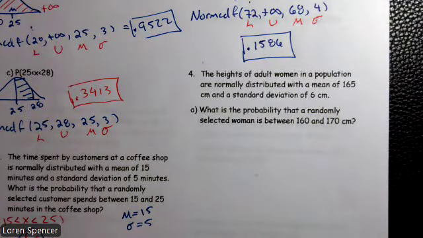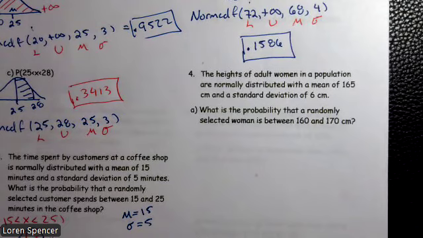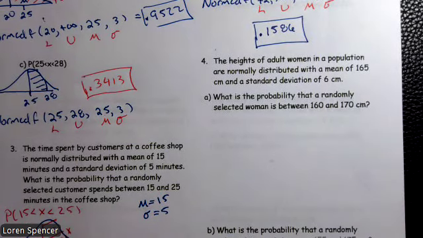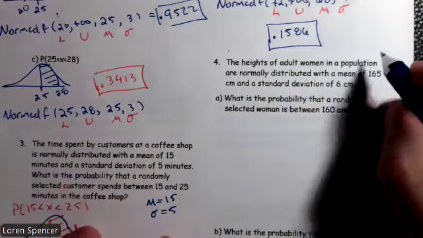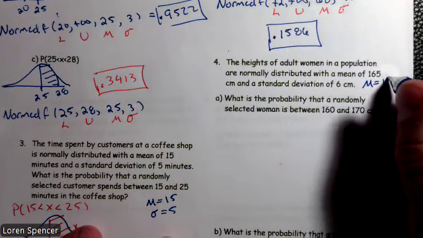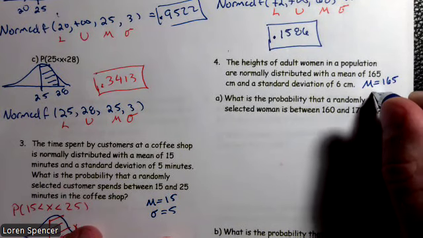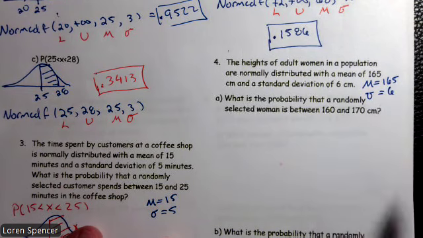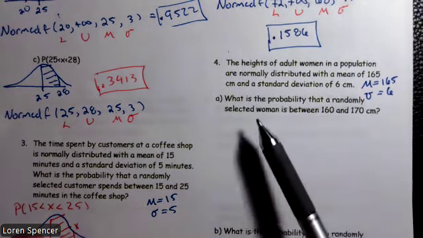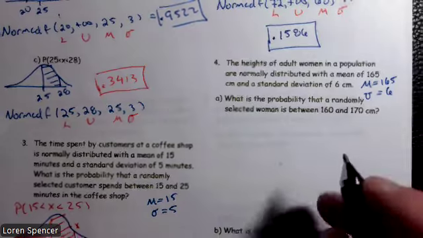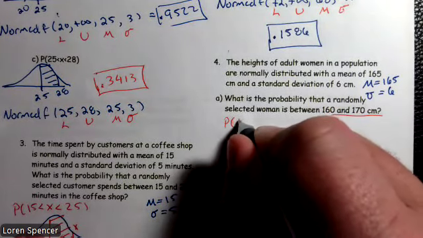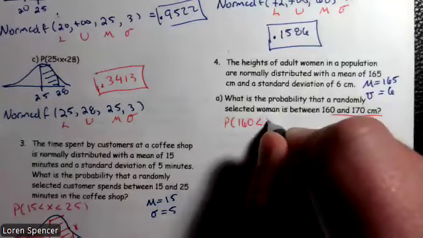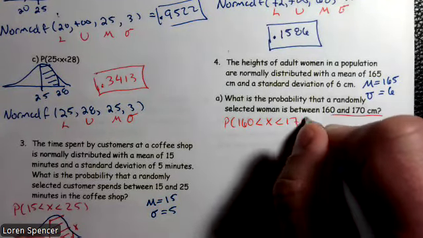All right. Number 4. The heights of adult women in a population are normally distributed with a mean of 165, and a standard deviation of 6. What's the probability that a randomly selected woman is between 160 and 170? So we want the probability that 160 is less than X is less than 170.